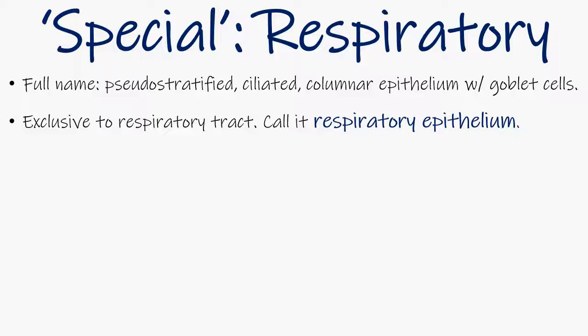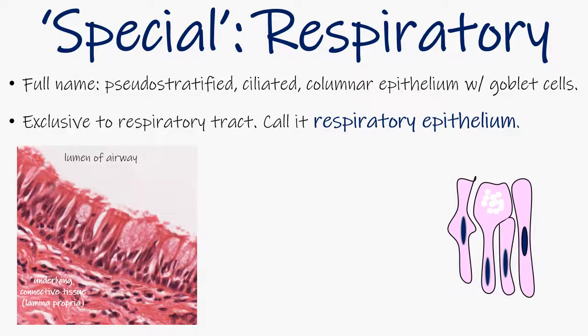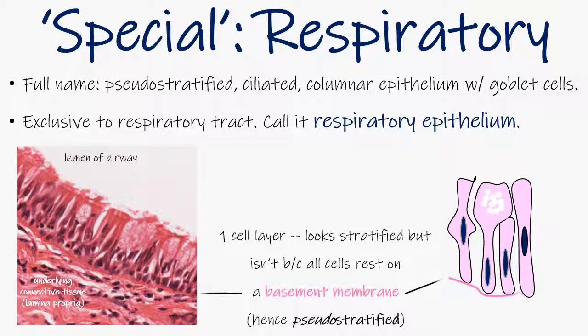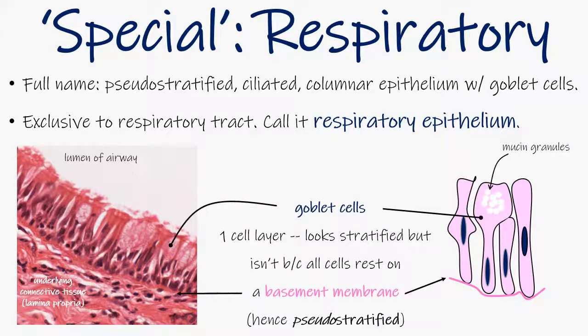It's a beautiful epithelium. Let's compare the schematic to the light micrograph. First, it looks stratified with more than one cell layer, but we know that it is not and that all cells rest on the basement membrane. Hence, it is a pseudostratified epithelium. In addition, this epithelium has two specializations that we have not mentioned until now. The first are goblet cells.